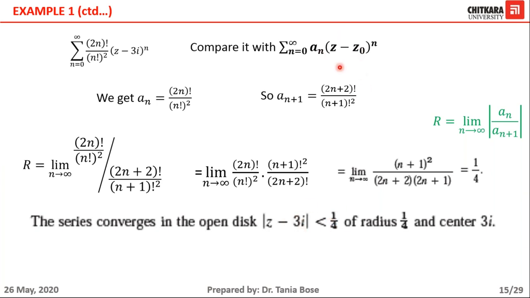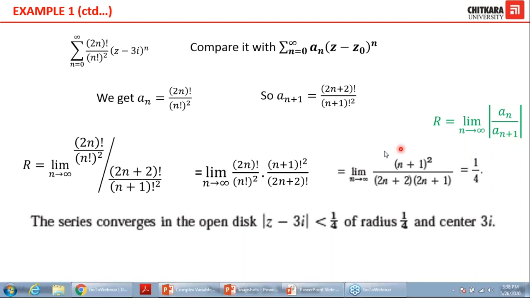What is z naught? If you compare this, you will get that z naught is equal to 3 iota. So the series converges in the disk mod z minus 3 iota less than 1 by 4. We are not calculating z, because we are saying that when the circle is centered at 3 iota and the radius of that circle is 1 by 4, if you take any z within that circle, the series will always converge. And if you take any z outside that circle, the series will always diverge. So we don't have to calculate z. One of the students is asking me how we will calculate z. We are not calculating z, right?